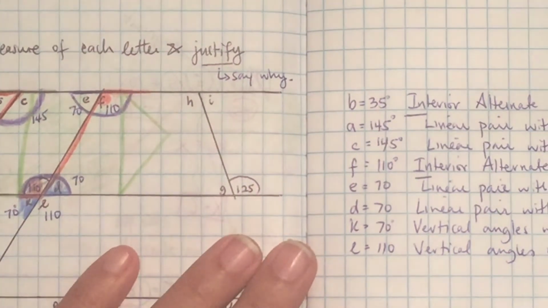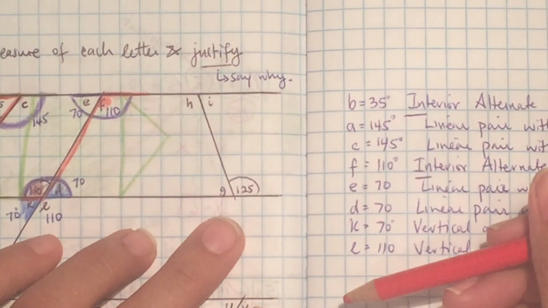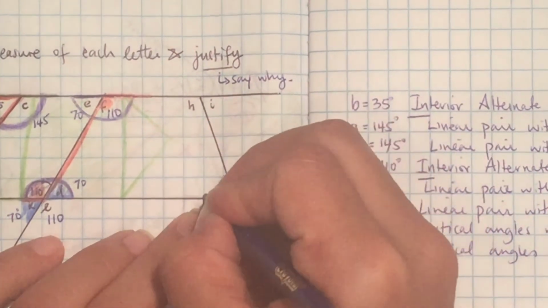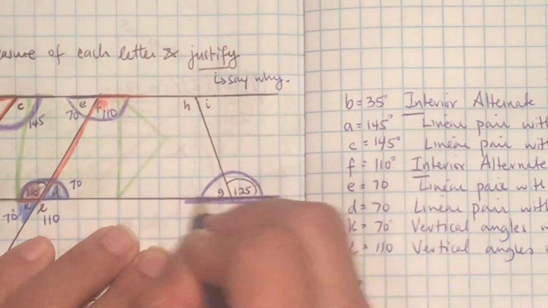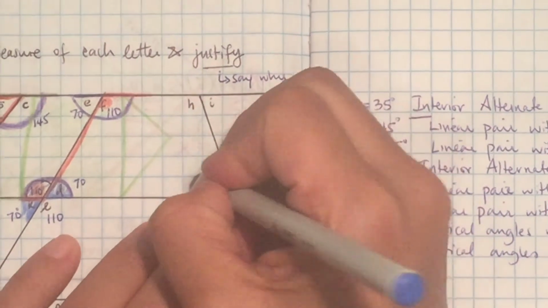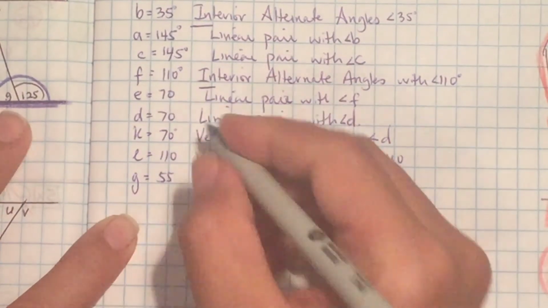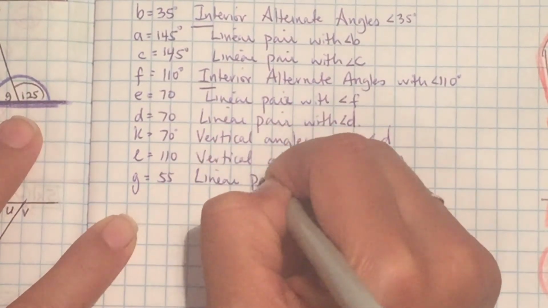Alright, H, I, G, we can go ahead and make another house. I'm going to choose something different because it seems like we're doing interior alternate and linear pair a lot. So we're going to try something different. Let's first start with a linear pair, because actually on this one I need to do that first. So G is 55 because it's a linear pair with 125. 180 minus 125 is 55.